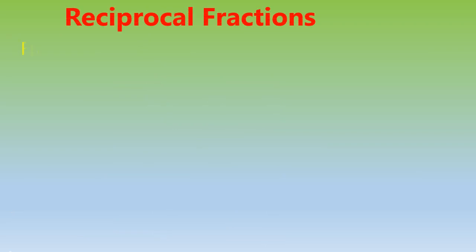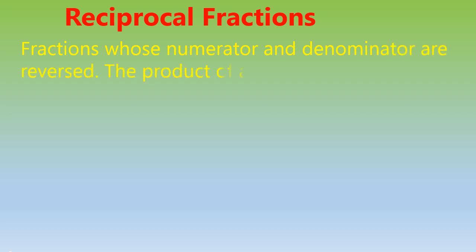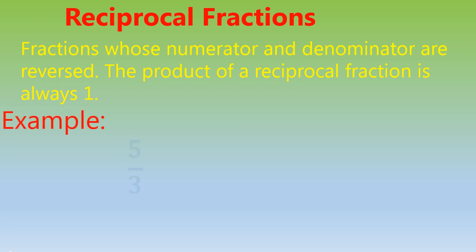Reciprocal fractions are fractions whose numerator and denominator are reversed. The product of reciprocal fractions is always 1. For example, 5/3 and 3/5 are reciprocal fractions of each other, because the numerator and the denominator of these fractions are reversed. And when we multiply these two fractions with each other, we get 1 in the answer. In the same way, 7/9 and 9/7 are reciprocals of each other.